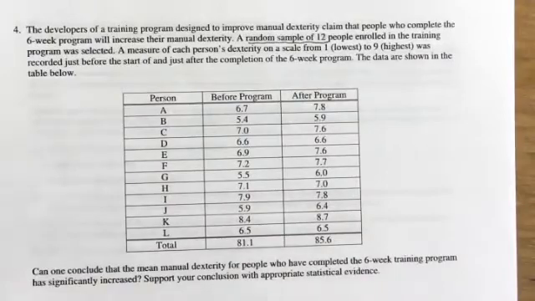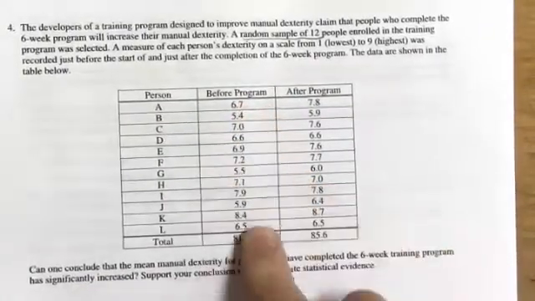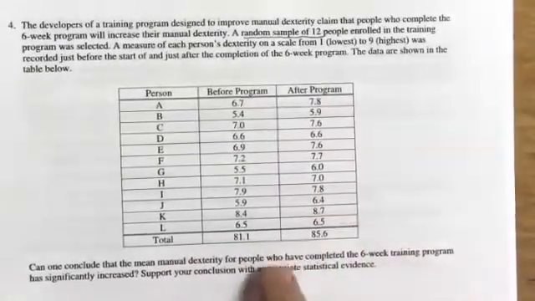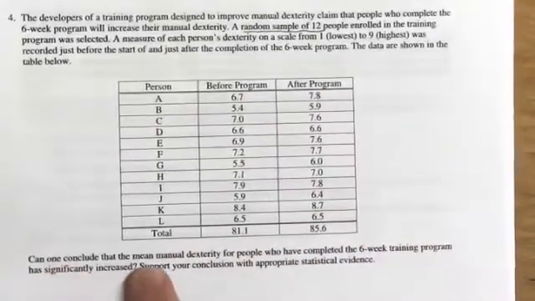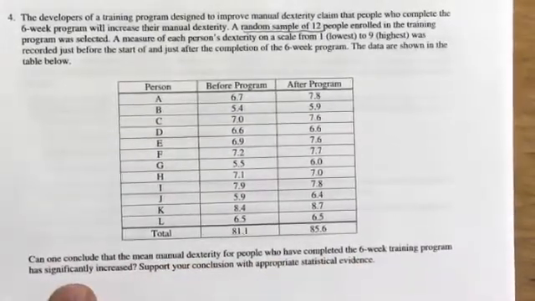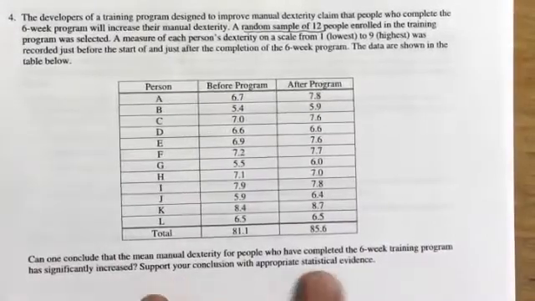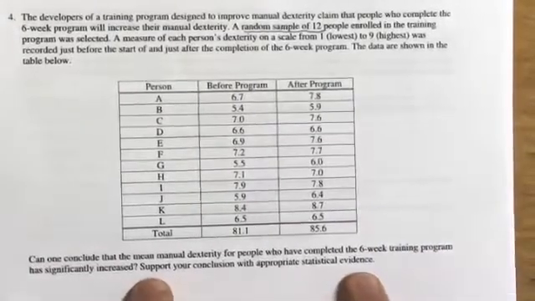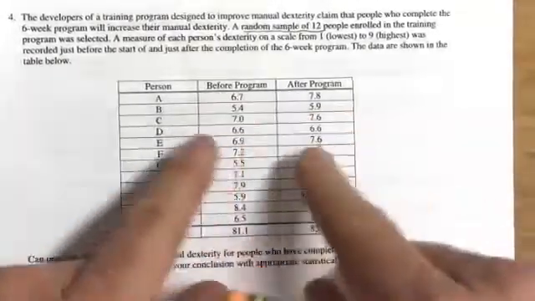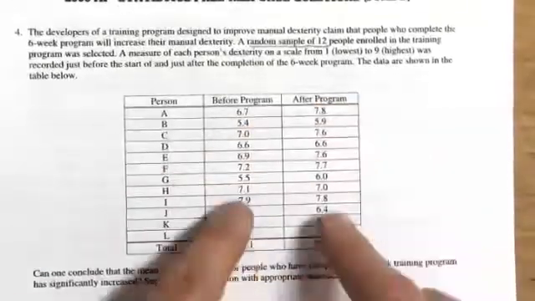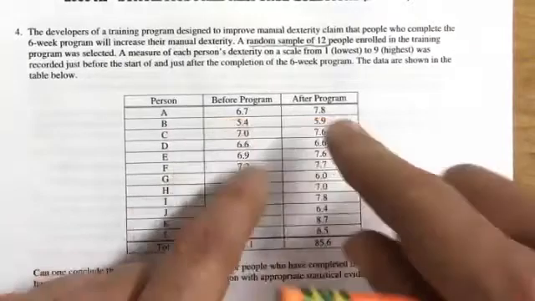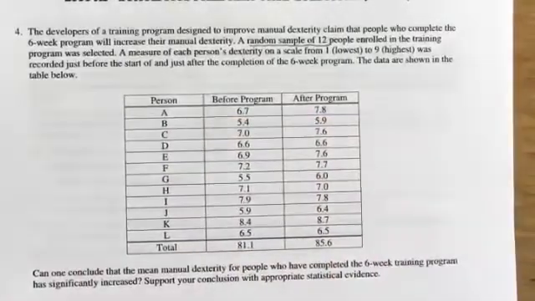All right. And so this is what their dexterity was before the program, and this is what their dexterity was after the program. So can one conclude that the mean dexterity level for people who have completed the 6-week training program has significantly increased, and support your conclusion with appropriate statistical evidence? That means do a test. That's what that means. Now you notice this data is paired. You have these, this number goes with this. Whenever the data is paired like this, we are going to do a paired t-test.